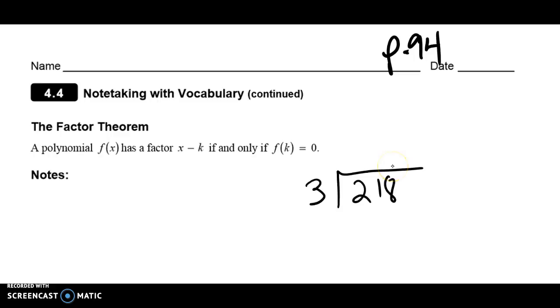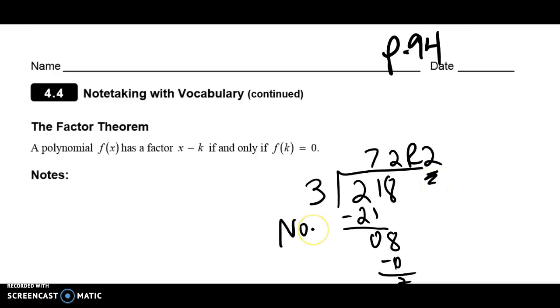You can do long division. 3 into 21 goes 7 times. 7 times 3 is 21. Subtract, carry down the 8. 3 into 8 goes 2 times. And you'll notice I'm going to have a remainder of 2, which means no, 3 is not a factor of 218. What about the number 219?